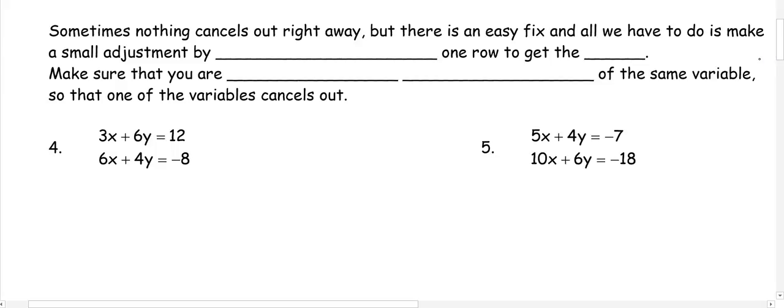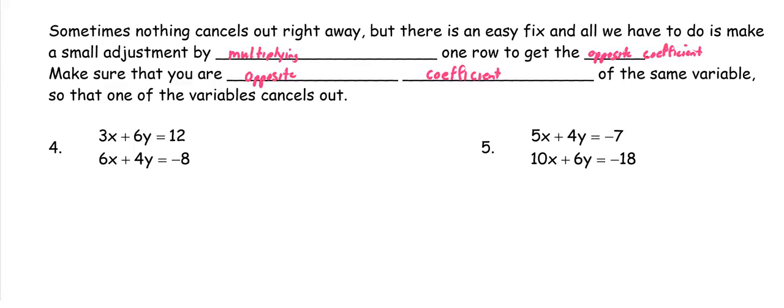Now, sometimes in these problems nothing cancels out right away like they did in the first 3 problems. But there's an easy fix, and all we have to do is make a small adjustment by multiplying one row to get the opposite coefficient. You want to make sure that you have the opposite coefficient of the same variable so that the variables cancel out. So in number 4, we have 3x plus 6y equals 12 and 6x plus 4y equals negative 8. Right now nothing cancels out.